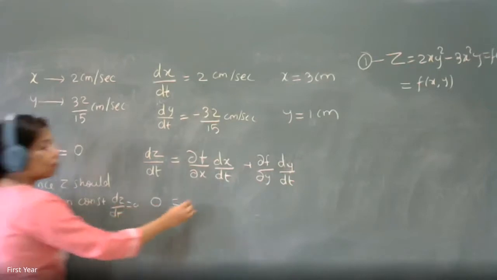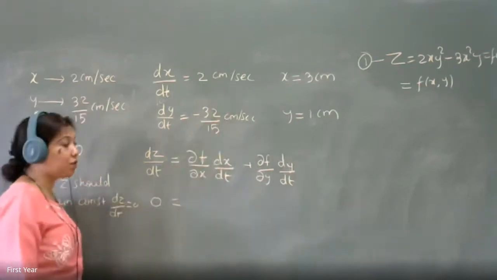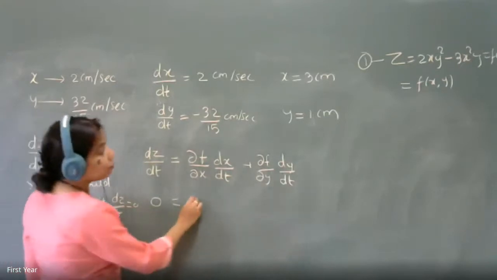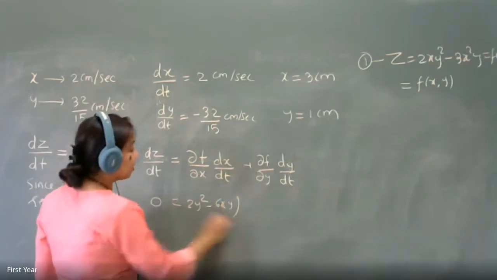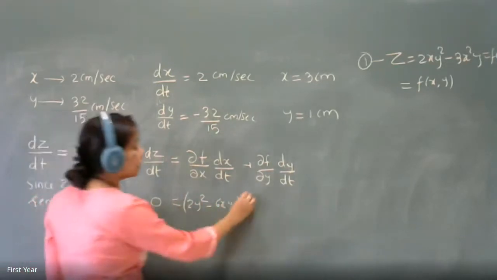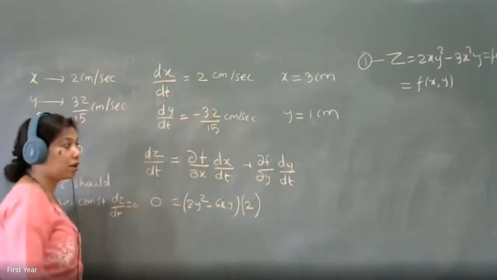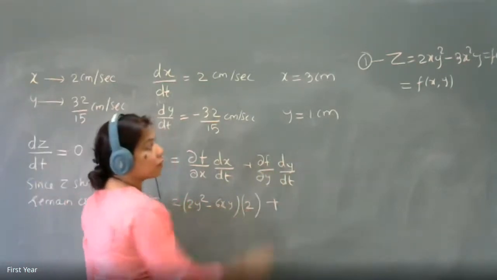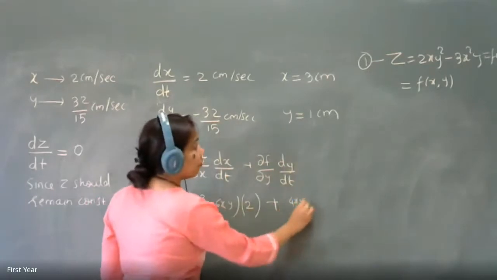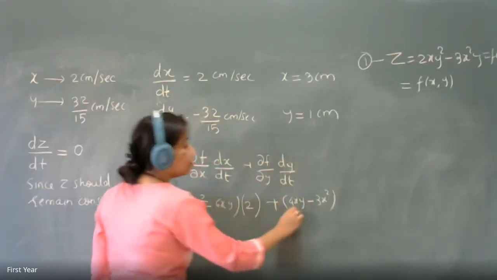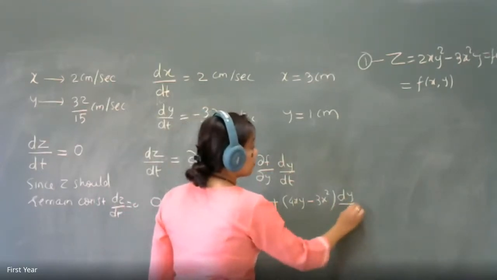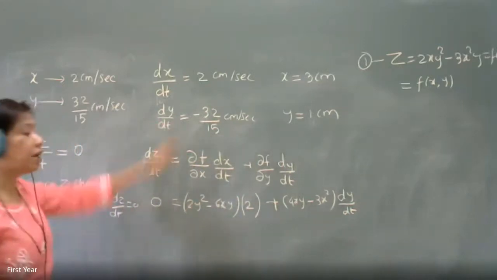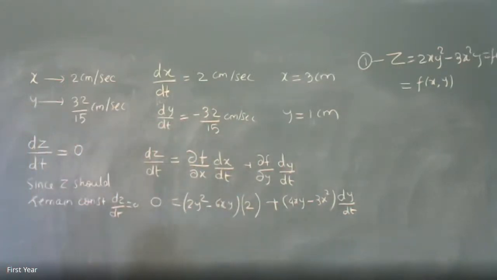So 0 is equal to what is del f by del x? Differentiate the given function with respect to x. It will be 2y square minus 6xy into dx by dt. What is dx by dt? 2 centimeter per second. Plus derivative of f with respect to y. So it is 4xy minus 3x square into dy by dt, which is, let it be as it is, dy by dt. We are going to find the value of dy by dt and prove that it is minus 32 by 15 centimeter per second. Okay? Yes.